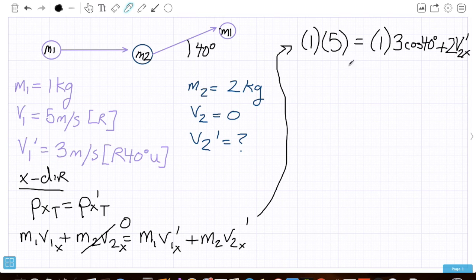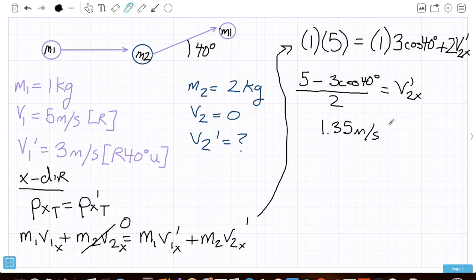So if I take 1 times 5 is 5, and then I bring this part to the left, so that's minus 3 cos 40. And then I'll have that 2 left over, which I'll divide. And this works out to be 1.35 meters per second to the right.